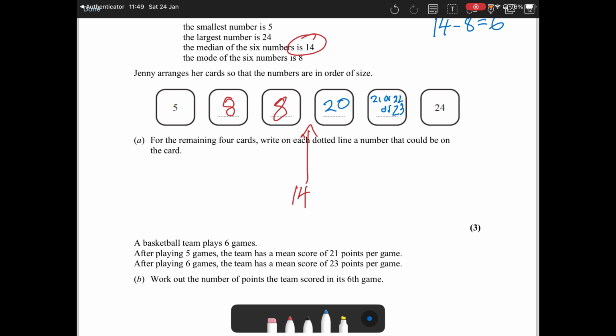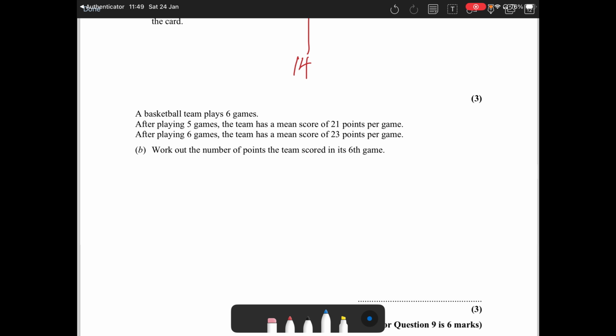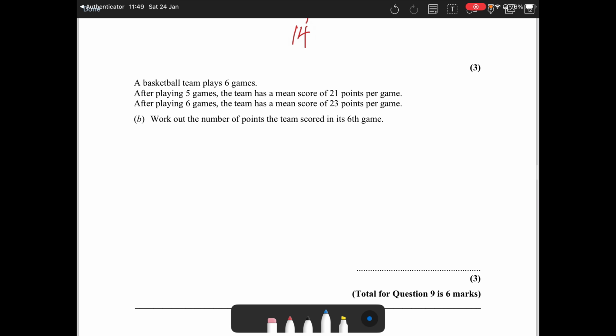I'm not going to talk about all the different mark schemes. I will post that online, so do have a look at that, or do ask me if you have any questions, but that's for the 3 marks. Next question. A basketball team plays 6 games. After 5 games, the mean score is 21. After 6 games, the mean score is 23.